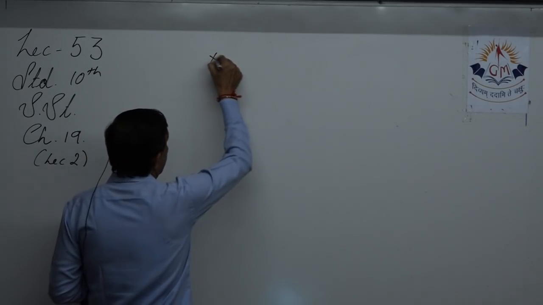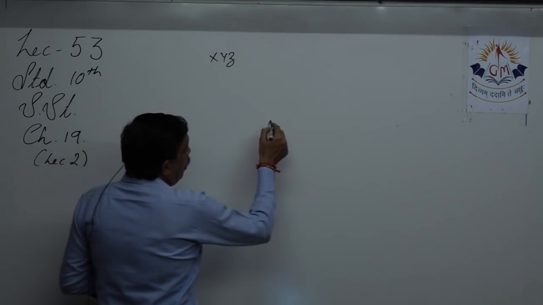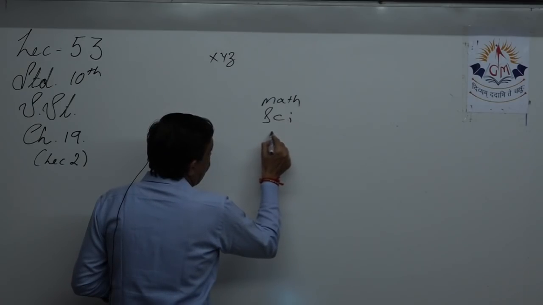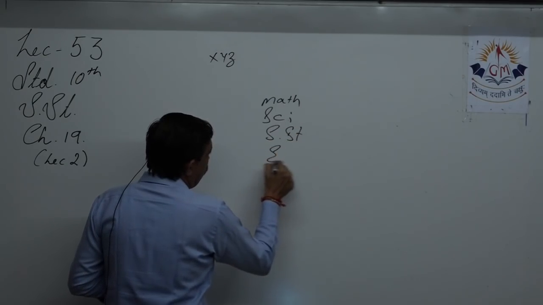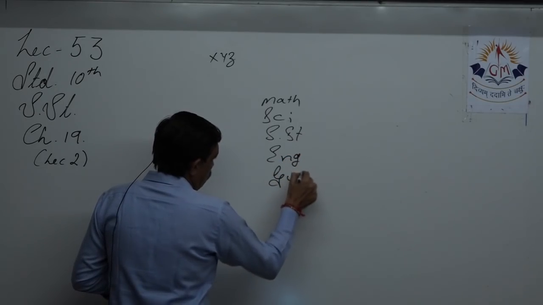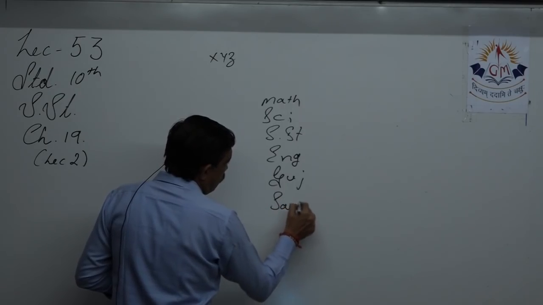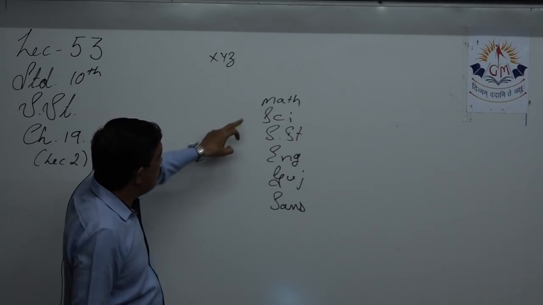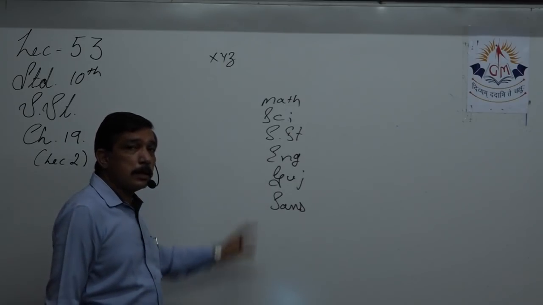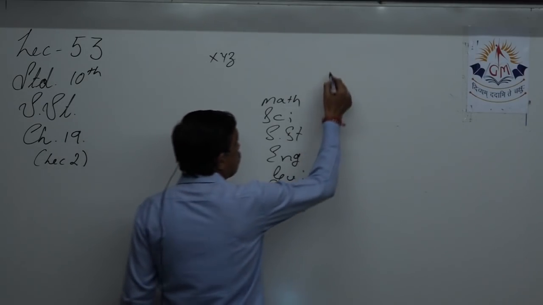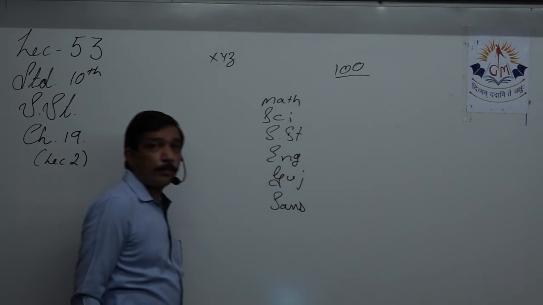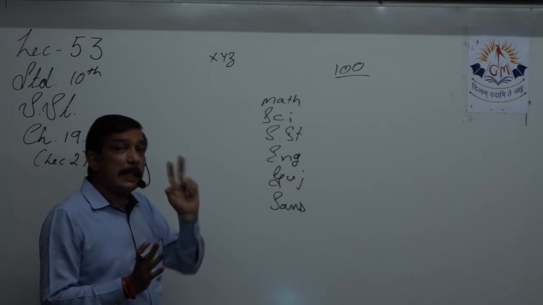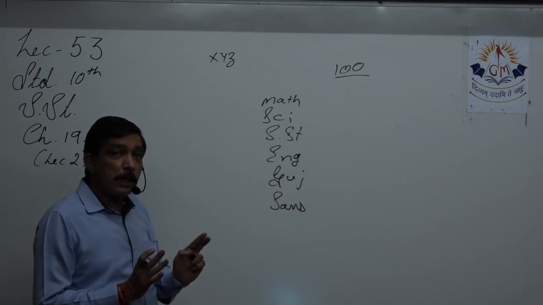Suppose for XYZ we have math, science, social, then we have languages, English, Gujarati, Sanskrit, 1, 2, 3, 4, 5, 6. Suppose we just take, for example, math, science, English, social, Gujarati, Sanskrit, right? These are the six subjects. Up 100 marks ki test hai at the end of the year. So this we are just taking as an example to understand HDI, index, composite, indicators, right?